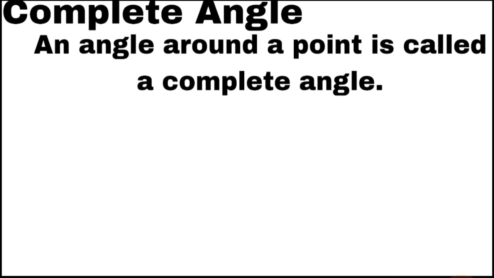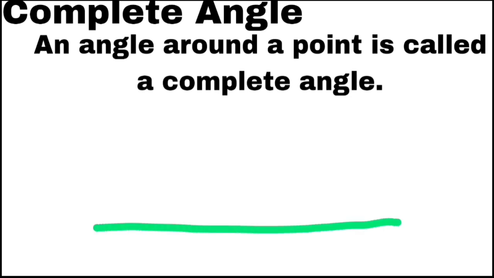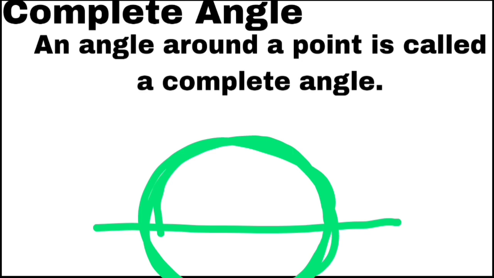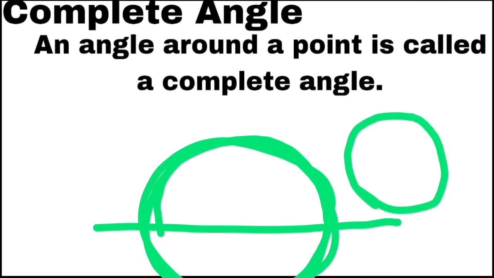Next, the complete angle. An angle around a point is called a complete angle. A complete angle is an angle that contains two straight angles. I have given an example here. This is a line, and the line is going completely round.